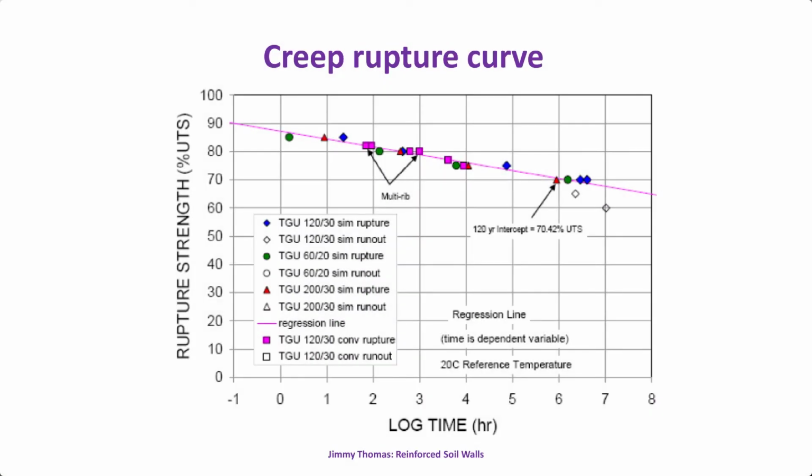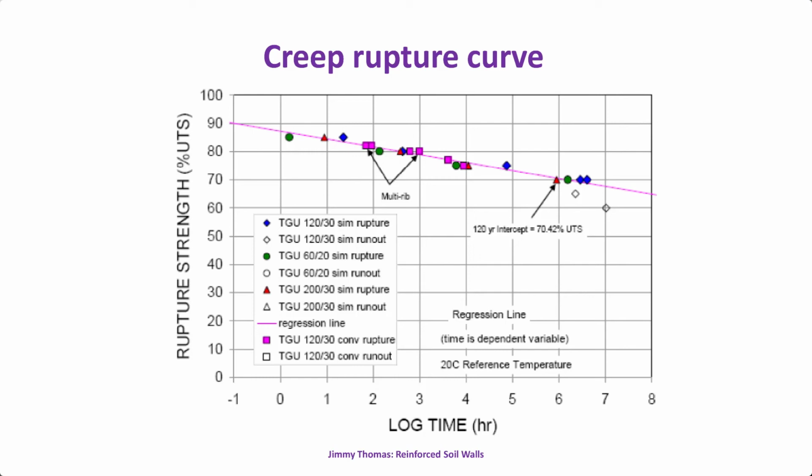Here in the vertical axis, we have rupture strength as a percentage of the ultimate tensile strength. And here the logarithmic time, that means time to failure. Suppose in a normal tensile test, I have a sample whose strength is say 100 kilonewton. I just hang the sample, I put 100 kilonewton, what will happen? It will immediately break.